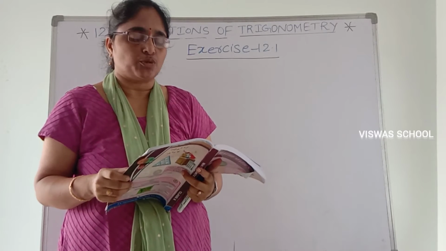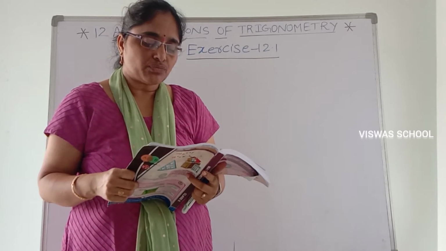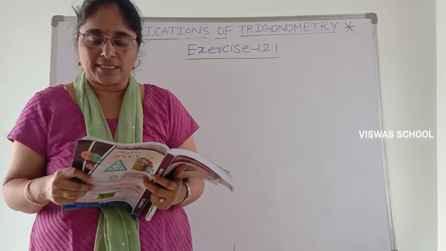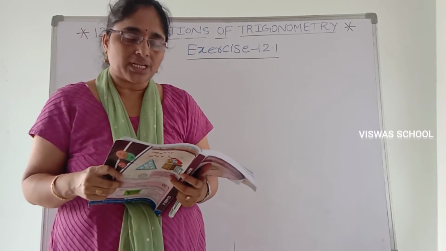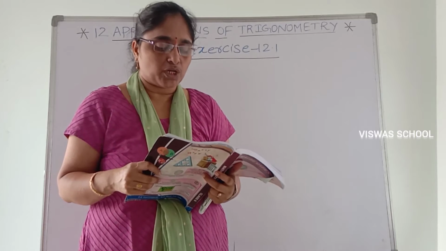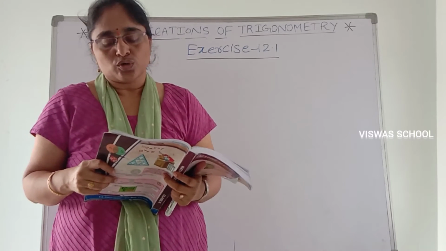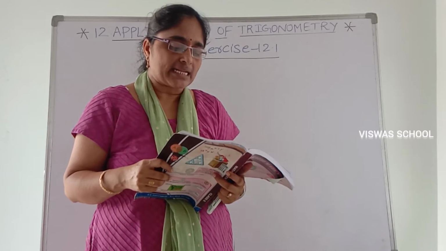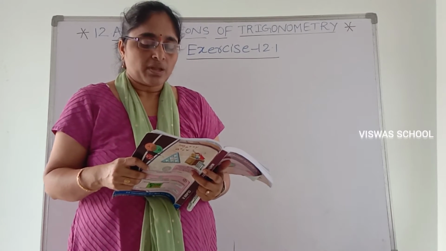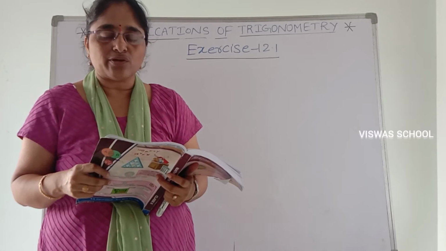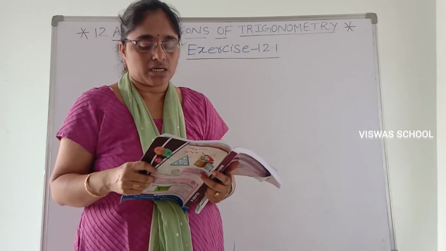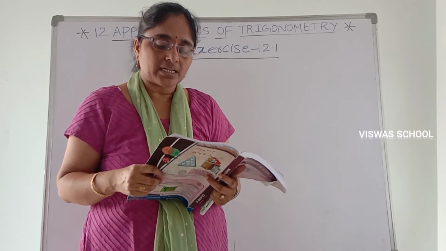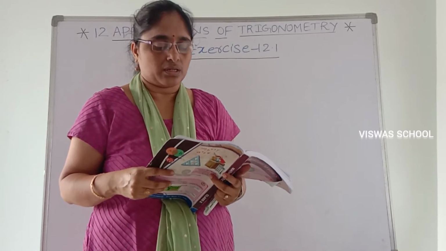Next, 7th problem. An electrician wants to repair an electric connection on a pole of height 9 meters. He needs to reach 1.8 meters below the top of the pole to do repair work. What should be the length of the ladder which he should use when he climbs it at an angle of 60 degrees with the ground? What will be the distance between the foot of the ladder and the foot of the pole also?